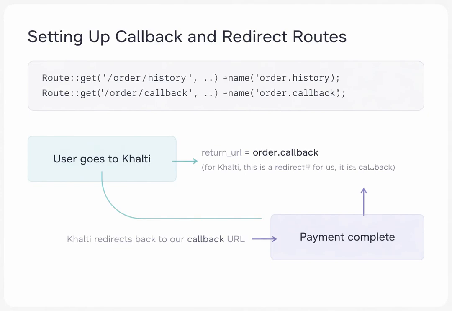We need 2 routes for the payment flow. First, an order history route. This is where users can see their past orders. Second, and more importantly, a callback route. This is the URL we give to Calty as the return URL.